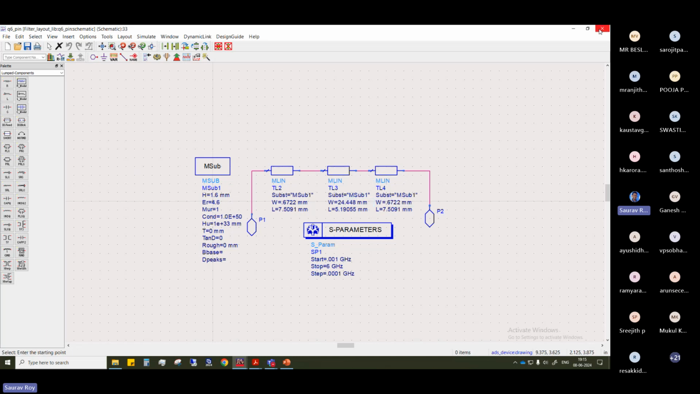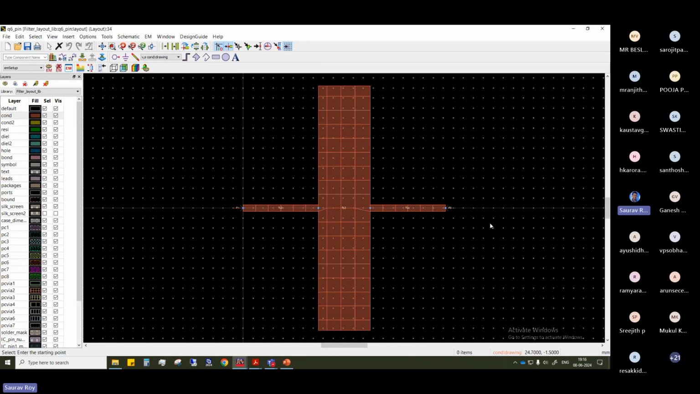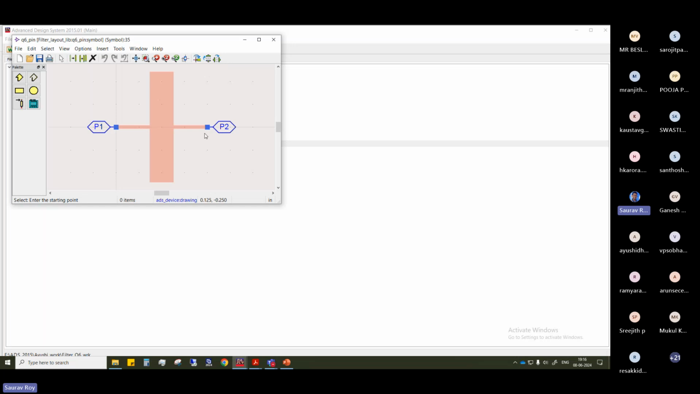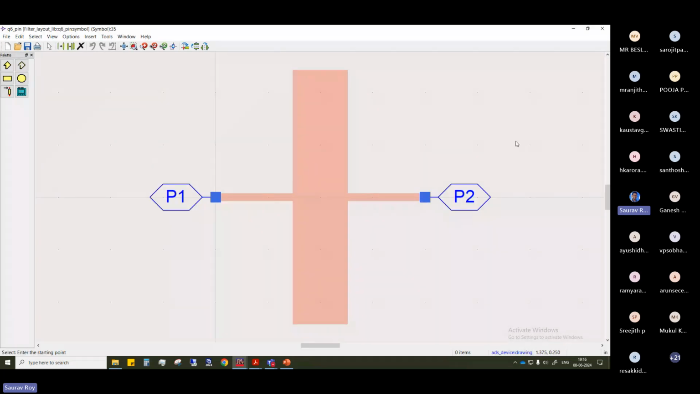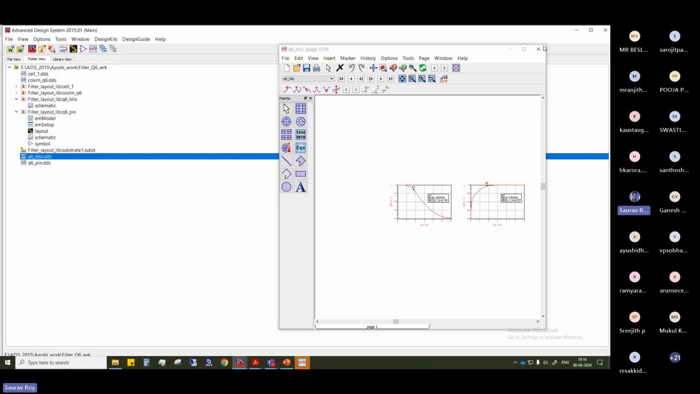Once that is done, you generate the layout and see how it looks. Because you use third order, this is the high impedance line, which is why the width is less. And this is a low impedance line, and again you have a high impedance line. That is how your layout looks. Once this is done, you go to the schematic again, add your ports and do the simulation. Let's see the results.